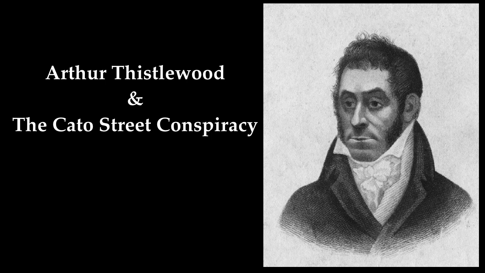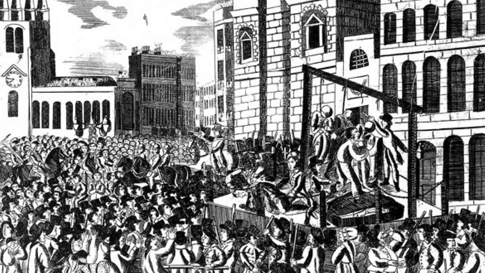In the hayloft among his friends was a government spy who goes and reports this. The government comes and they raid the hayloft, they grab the guys, and they execute several of them. And so this was the end of Arthur Thistlewood. And the Cato Street Conspiracy is a little bit like Guy Fawkes in British history, this attempt to murder everybody in the British government.